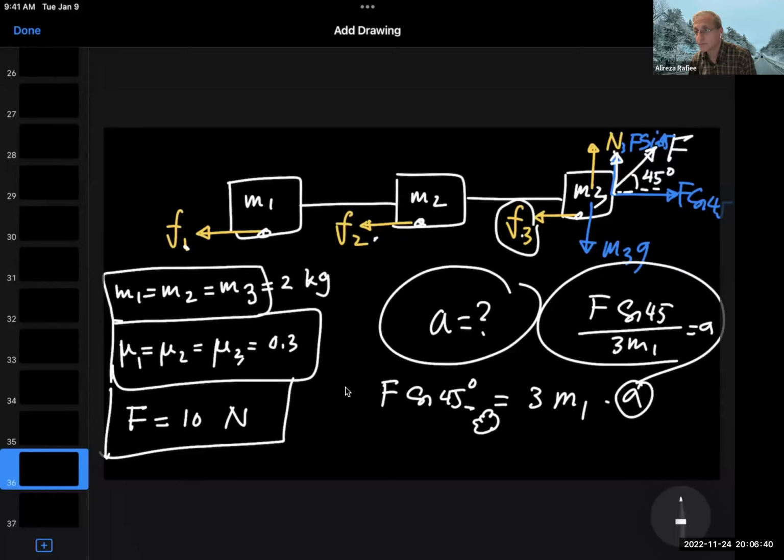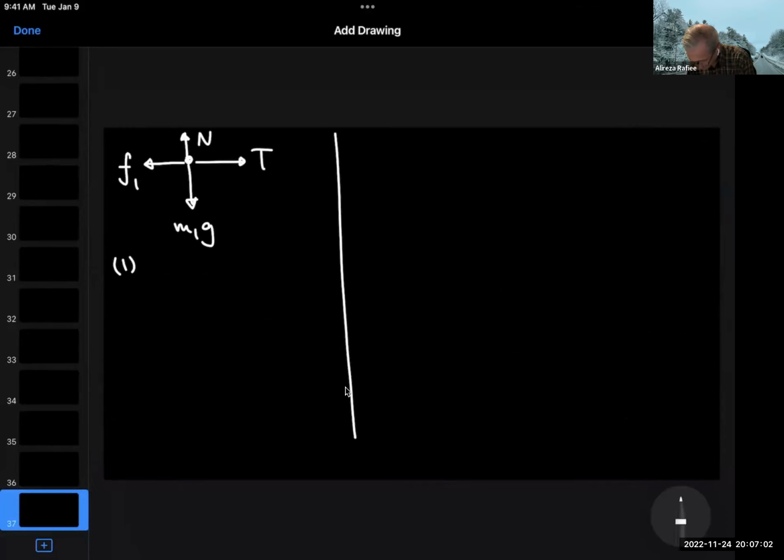Ready? Are you ready? Okay, so for object one, I will have m1g downward, I will have a normal force upward, I will have a friction to the left, and I will have a tension to the right. That's for the object one. Then for object two, I would have exactly the same, right? So I will have a tension to the right, I will have a friction 2 to the left, I will have m2g downward, I will have N upward.